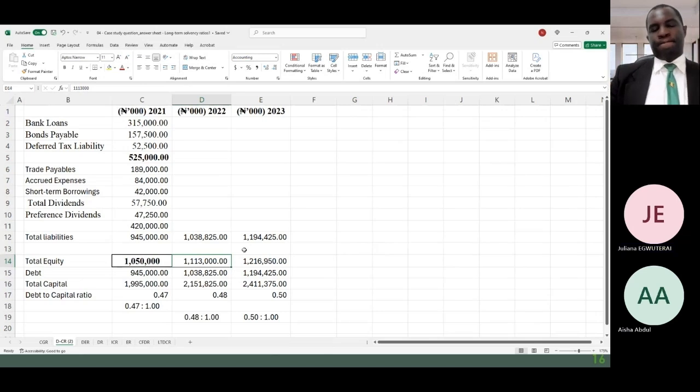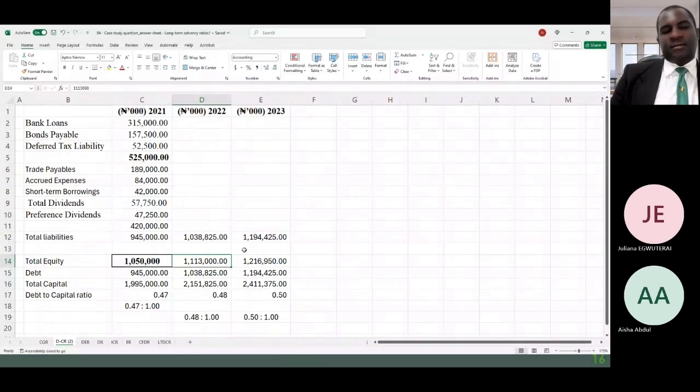So if you use the lowly geared language, it means they are lowly geared. If you want to use that language, yeah. So anything from 50% shows that the obligations are becoming higher than the capital the company owns. Exactly. So they need to check.